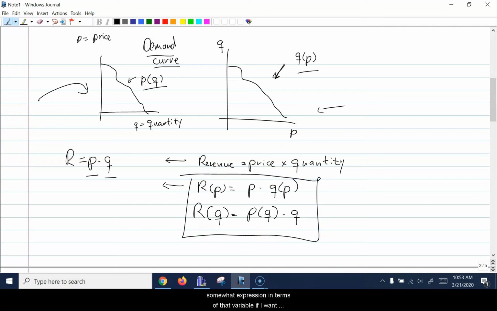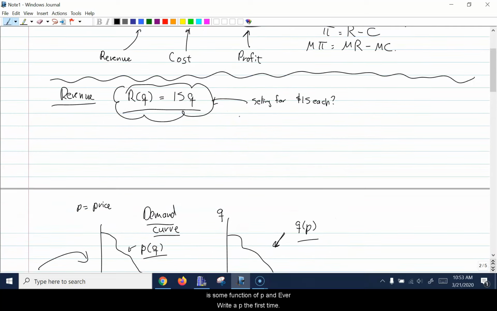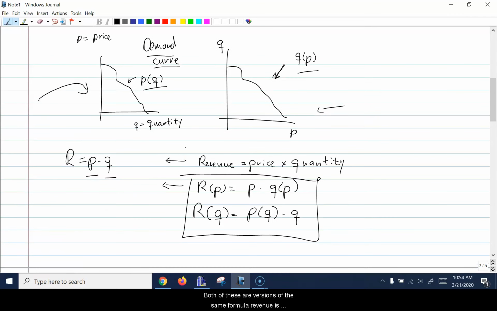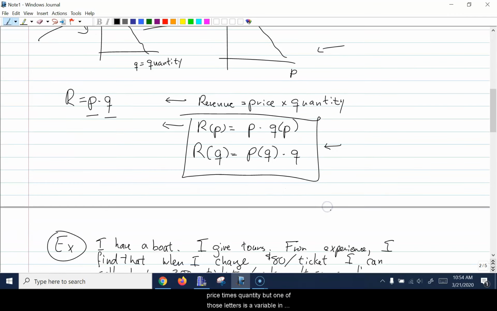Both of these are versions of the same formula. Revenue is price times quantity, but one of those letters is a variable and one of those letters is a function, and it's unclear which is which until you're actually in the problem. This is the same setup as that. Revenue is price, the price being always 15, times quantity. Quantity here is the variable. Let's try an example that uses this formula.